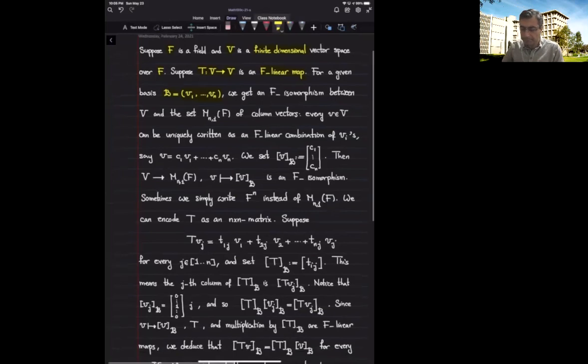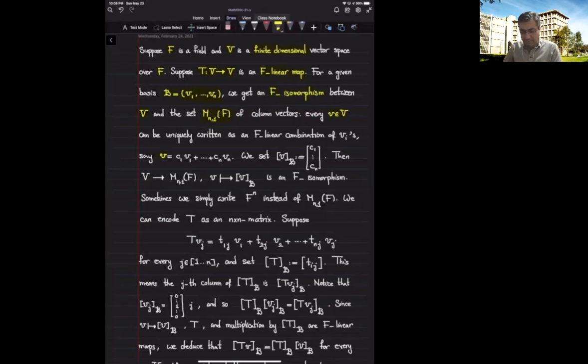So again, let me repeat this part. Assuming that I have a basis B consisting of n elements, we get an F isomorphism. That means that I'm thinking about them either as F vector spaces or F modules from V to column vectors. We can also think about this as F to the n, but I'm now thinking about it as the set of column vectors. Now, what is this isomorphism? You give me your favorite vector, and I'm going to write it in terms of the vectors inside the basis B. This is an ordered set, so I'm going to write it in terms of v1 to vn, and the coefficient of v sub i, let's call it c sub i, I put in the ith component of this column vector that I'm supposed to give you.